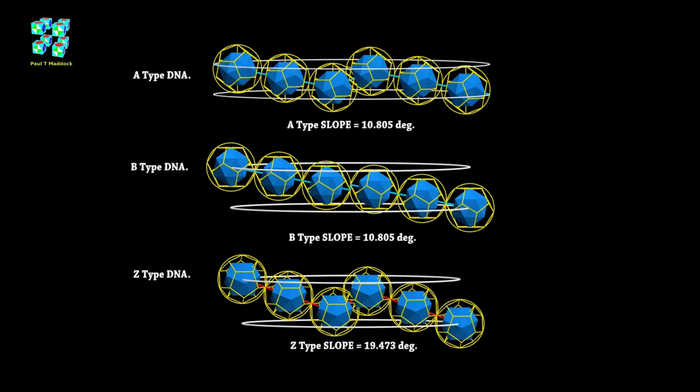Okay, let's look at the Z-type DNA. This is a bit different. If you notice, the faces of the icosa are facing upwards, and also the faces of the icosa are in the slope position. But if you look at the yellow dodeca outline, the vertices are in the vertical position, and the vertices of the dodeca are in the slope position as well.